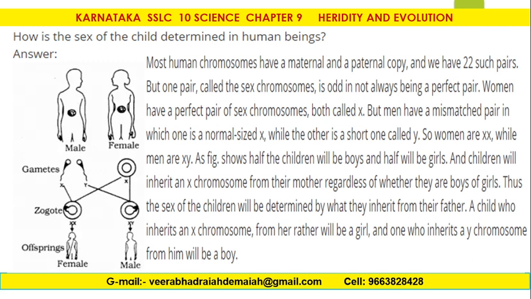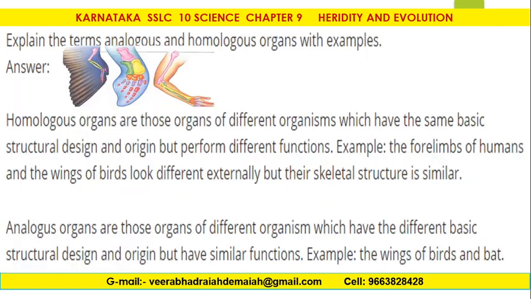So this is a male and female. These are the gametes, and the gametes are moving towards the ovum of the female organ. Then the formation of the zygote, offspring. It may be an XX chromosome, meaning a female you will get. If the zygote develops with an XY chromosome, it will be a male or a boy.